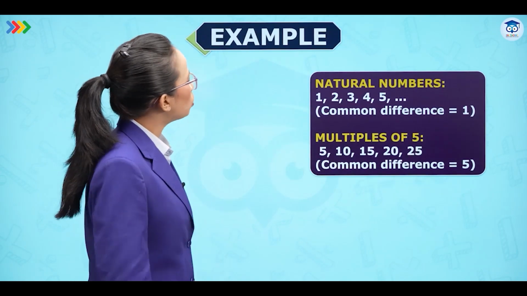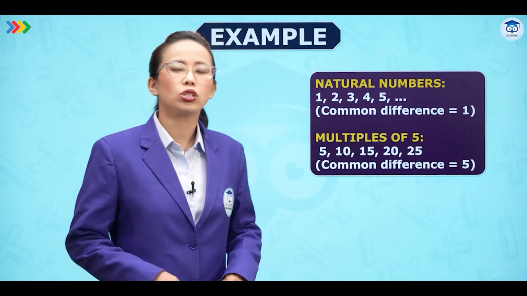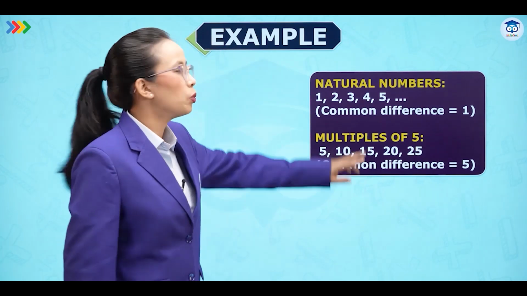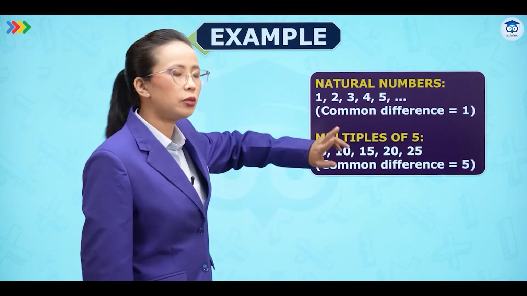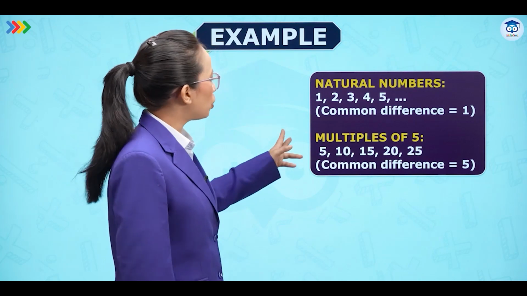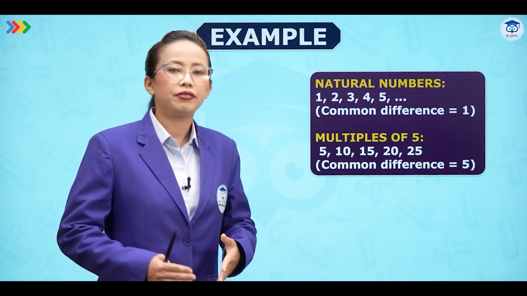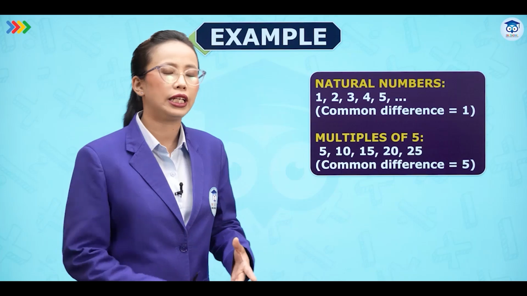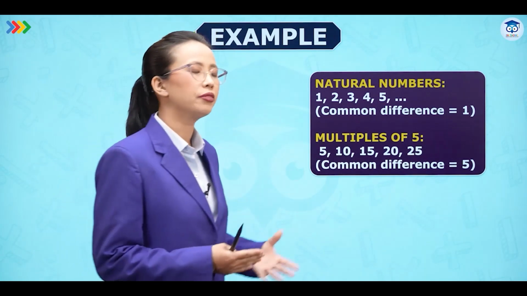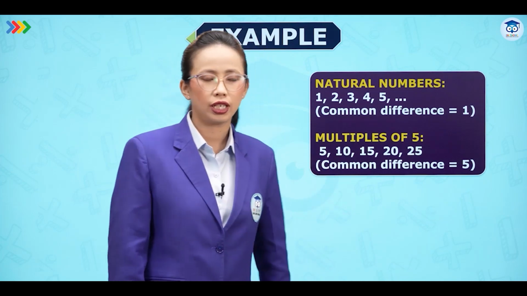Next example: 1, 2, 3, 4 and 5. It's also a pattern of numbers. It's an AP because the common difference is 1. We can find out 2 minus 1, 3 minus 2, so the common difference is 1. Again, we have the multiples of 5: 5, 10, 15, 20 and so on. All these numbers are in AP because there is a common difference of 5 between each consecutive term.